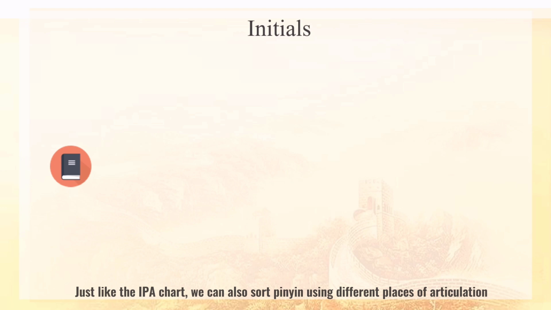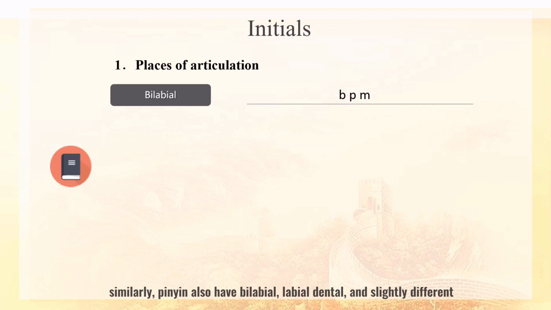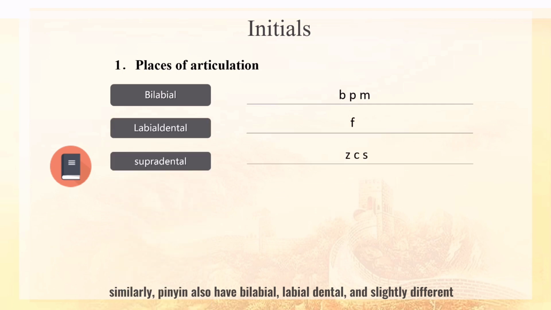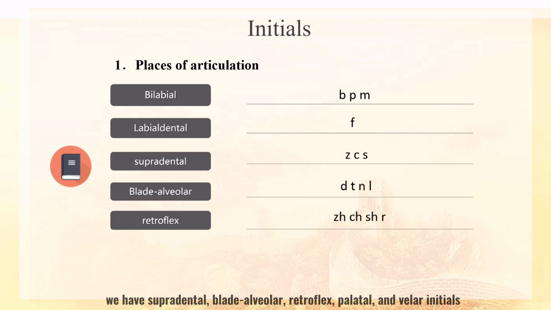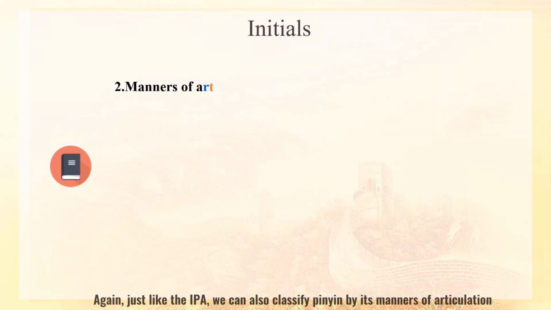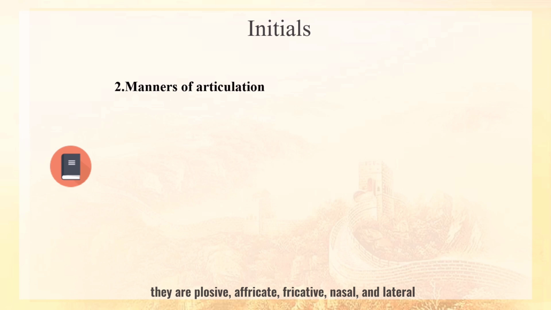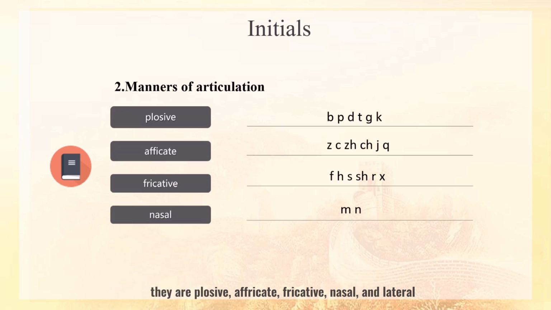Just like the IPA chart, we can also sort pinyin using different places of articulation. Similarly, pinyin also has bilabial, labiodental, and slightly different, we have supradental, blade alveolar, retroflex, palatal, and velar initials. Again, just like the IPA, we can also classify pinyin by its manners of articulation. They are plosive, affricate, fricative, nasal, and lateral.